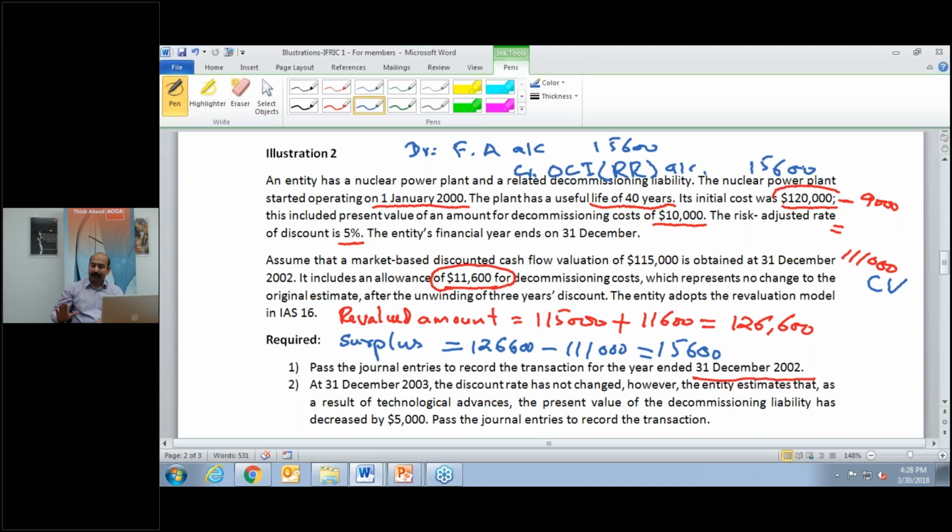Within 115, this effect is not there, and we added that effect. Though it is written here that discounted cash flow is obtained at 31st December, it includes an allowance. This means all the cash flows have been accounted for, and you need not separately adjust it. So this figure is the revaluation amount of that asset without the effect of decommissioning. But for our accounting purpose, we add the decommissioning cost in order to calculate the revalued amount.